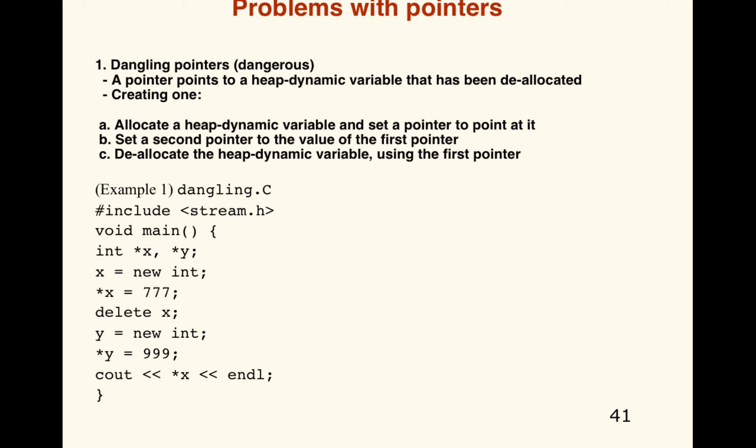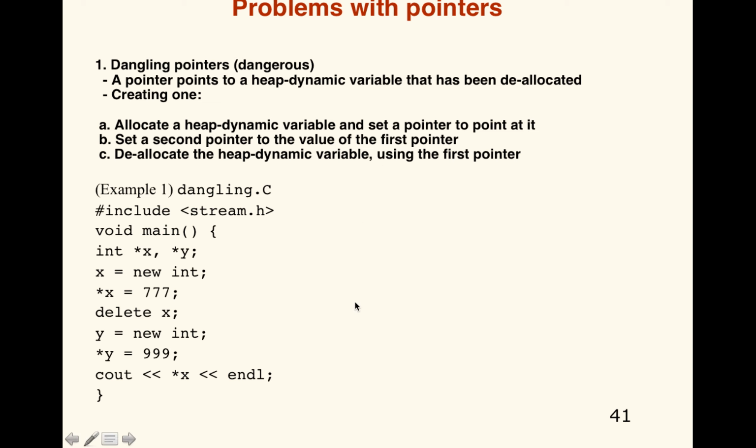And then the problems with pointers, well, we have the dangling pointer. It's easy to create a dangling pointer. You have multiple references to the same piece of memory, and then you delete the memory through one of the references, and you don't do anything with the other one, and you've created a dangling pointer. So dangling pointers are dangerous. A dangling pointer is a pointer that points to a heap memory variable that has been deallocated.